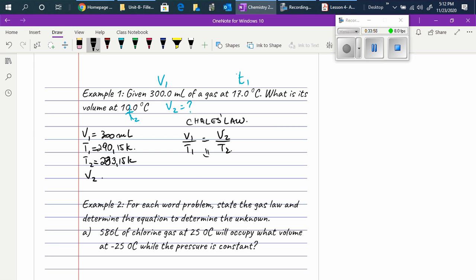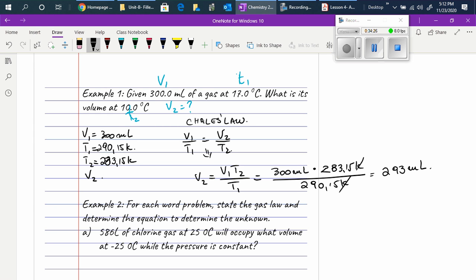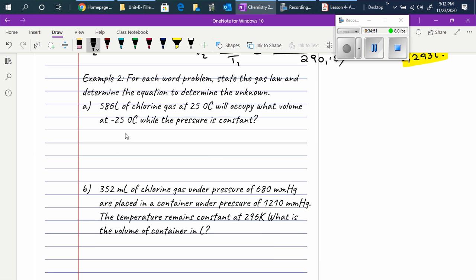From here, we find that V2 is equal to V1 T2 over T1, or 300 milliliters times 283.15 Kelvin over 290.15 Kelvin. So Kelvin and Kelvin cancel out. Then we will have 293 milliliters, which is lower than the start, or 0.293 liters. So you will sort what is given, and then see what assumption is made here. And then based on that, you will pick the correct law.